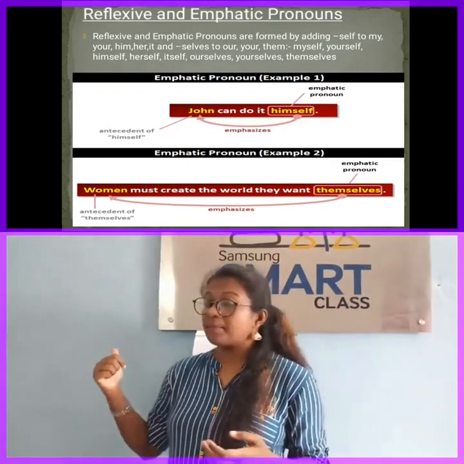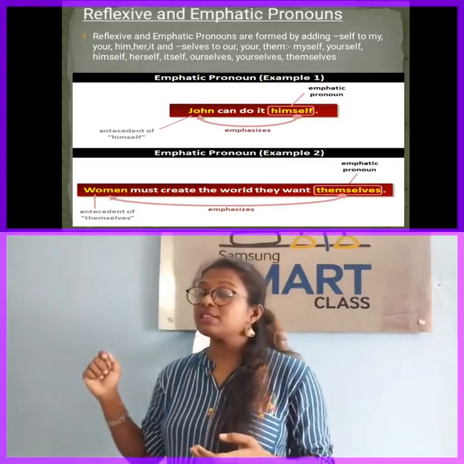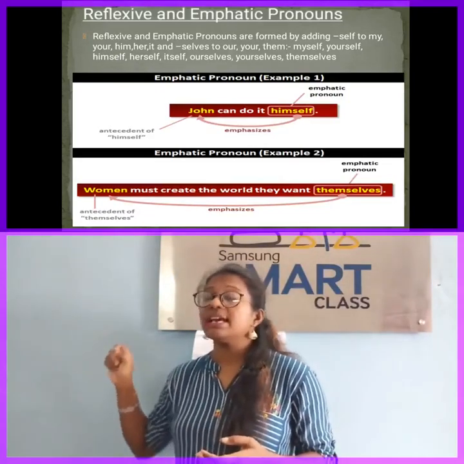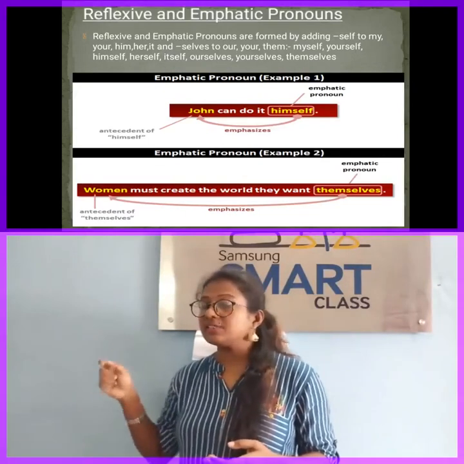Okay, let us see the example from the chart. The first one is saying John can do it himself. Here the antecedent is John.